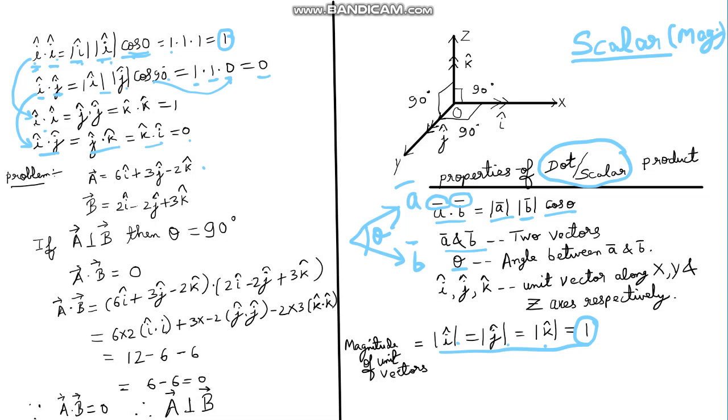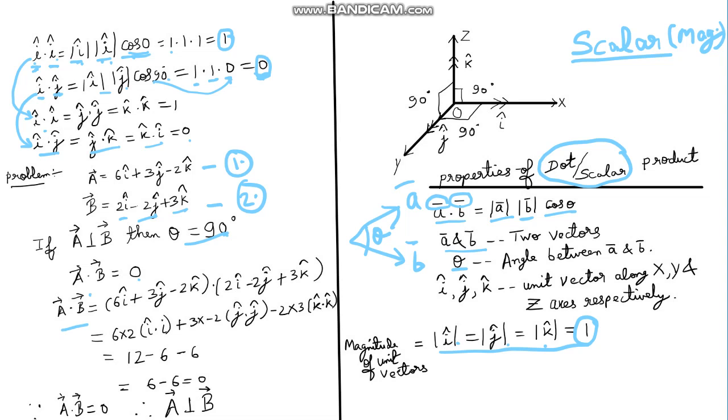Now consider a problem. The first vector is given as A, which is 6i plus 3j minus 2k. The second vector is B, which is 2i minus 2j plus 3k. You want to check whether A is perpendicular to B. You can solve it easily. When the first vector is perpendicular to the second vector, their dot product will be equal to 0. So A dot B has to be 0 for satisfying the condition of perpendicularity.